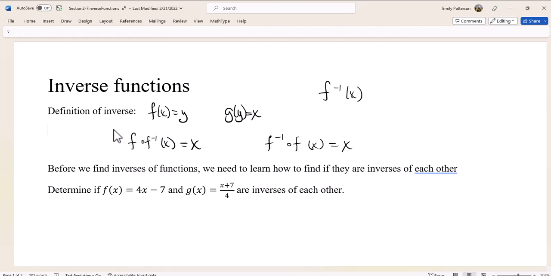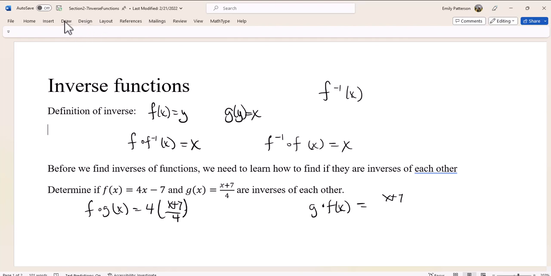So what we're going to do first is find out if they are in fact inverses of each other. I want to know if f and g are inverses of each other. So I'm going to say f of g of x, and I'm going to say g of f of x. If they're true inverses of each other, I should be able to take 4, doing the f of g of x, 4 of x plus 7 over 4. And I should be able to take x plus 7.